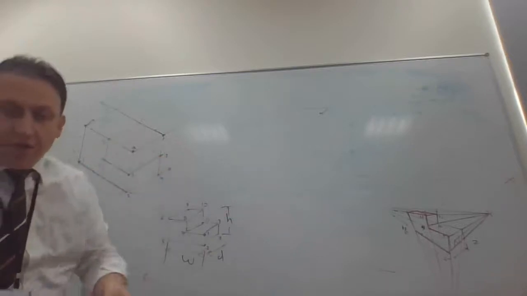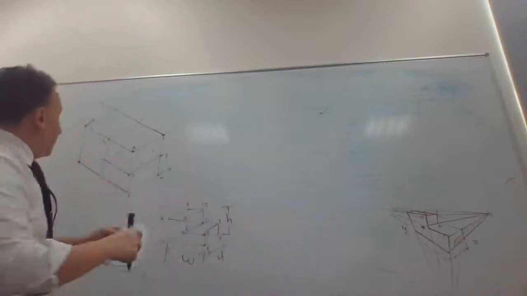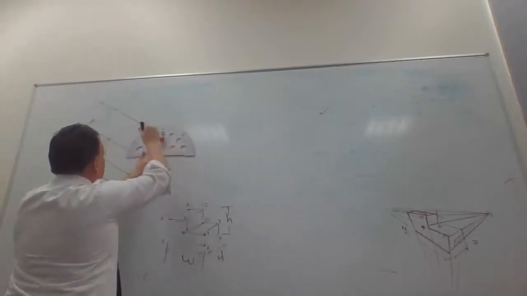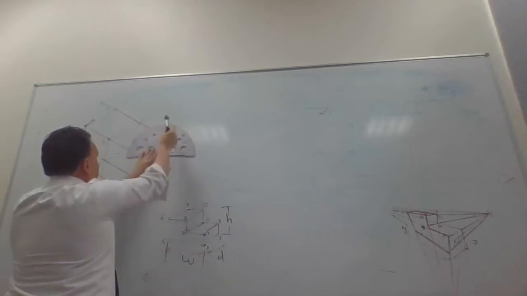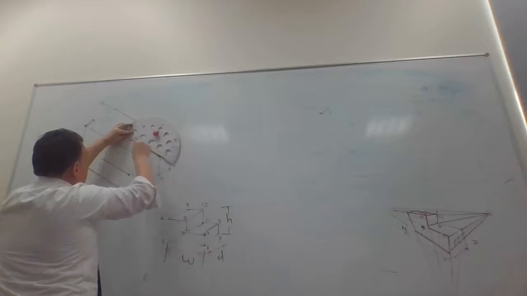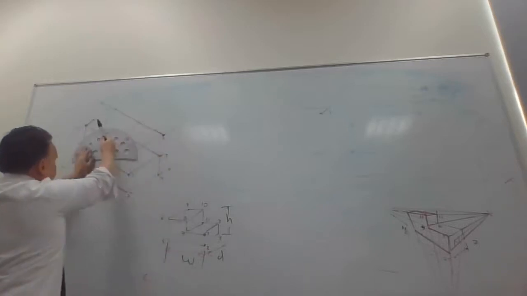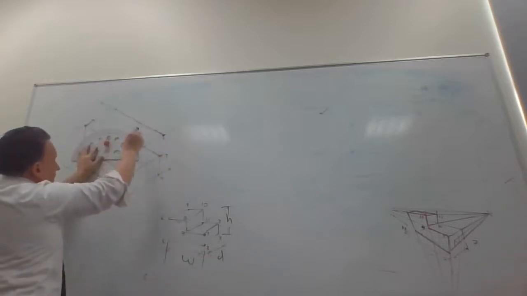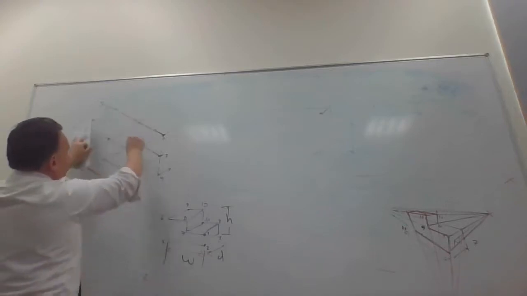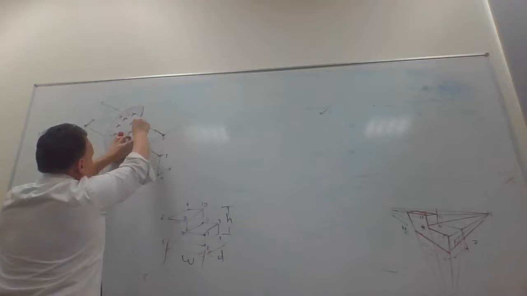Okay? So like this. Just protractor, put it here, 30 degree, connect. From here, 30 degree, connect. You get a new point of intersection. Match it here.